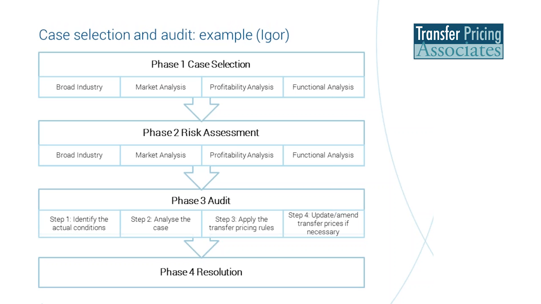And then step three, apply the transfer pricing rules in order to achieve consistency with the relevant guidance material, be it the OECD guidelines, the UN guidelines, or country-specific guidelines. And step four, then update and/or amend the relevant transfer prices that you investigated if necessary. And then you need to decide on the possible rollback or roll forward of your findings, and of course monitor ongoing compliance with the taxpayer.